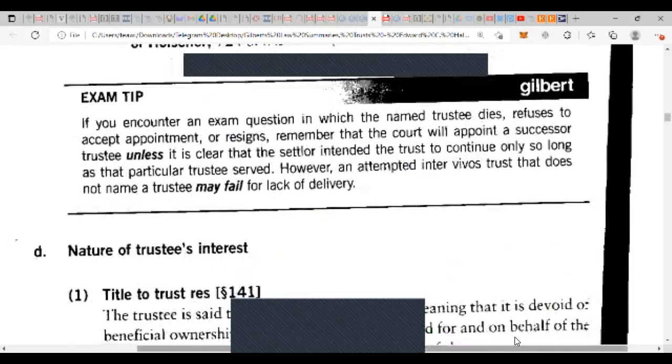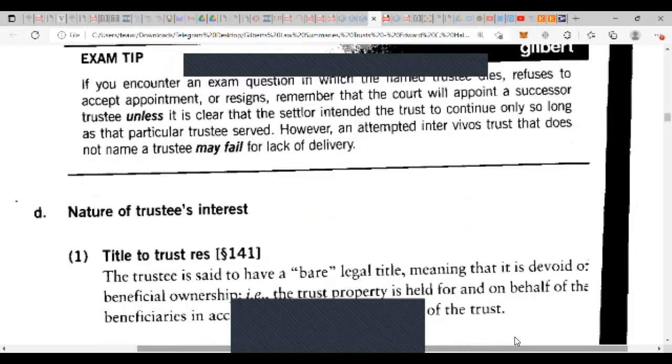Exam tip. If you encounter an exam question in which the named trustee dies, refuses to accept appointment, or resigns, remember that the court will appoint a successor trustee unless it is clear that the settlor intended the trust to continue only so long as that particular trustee served. However, an attempted inter vivos trust that does not name a trustee may fail for lack of delivery.